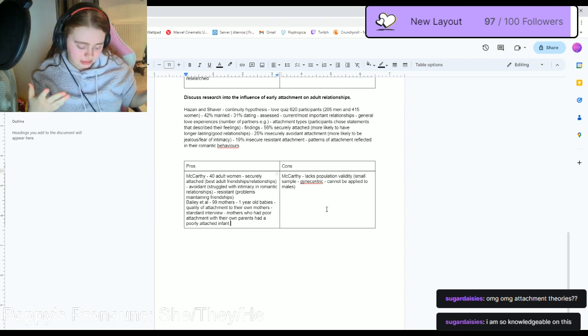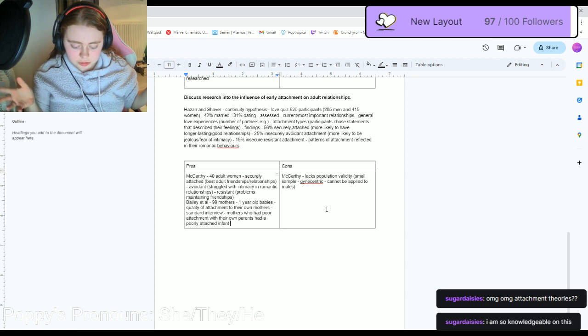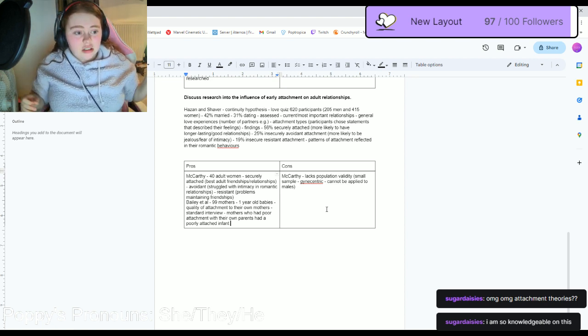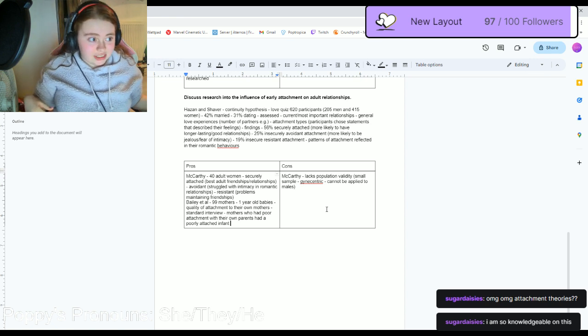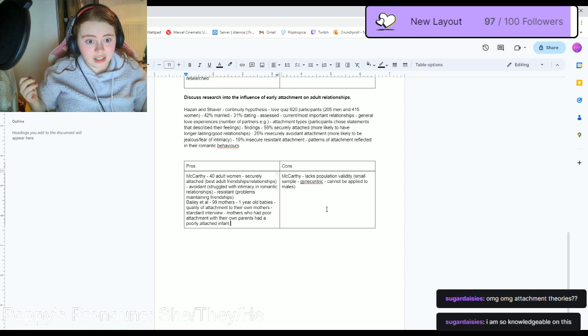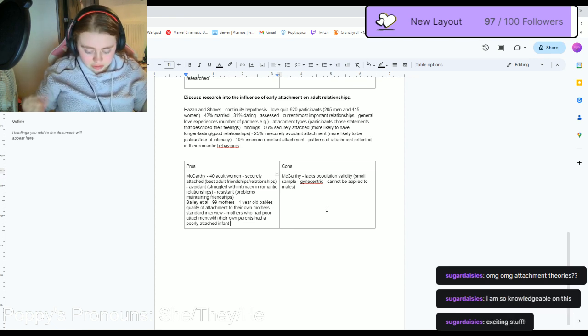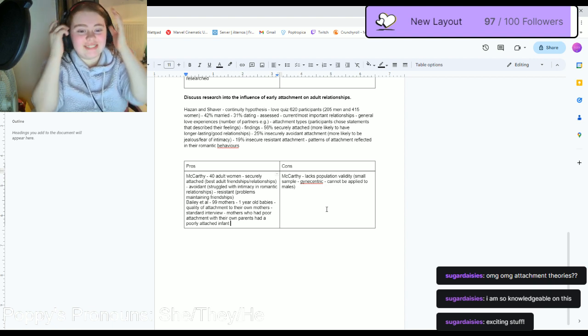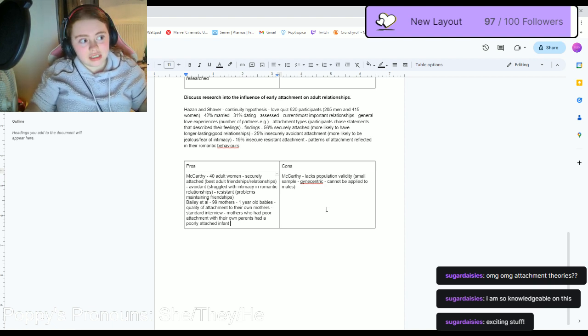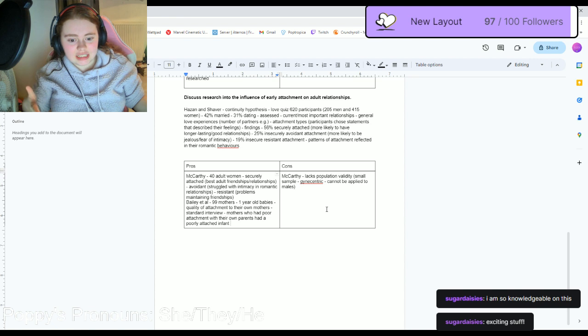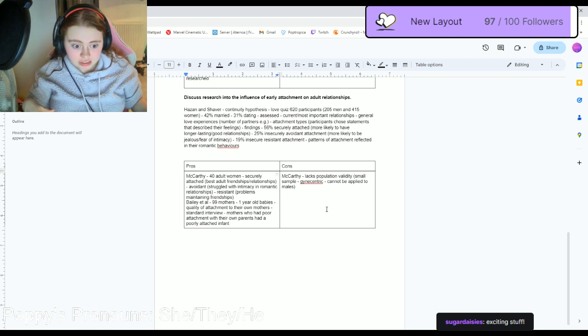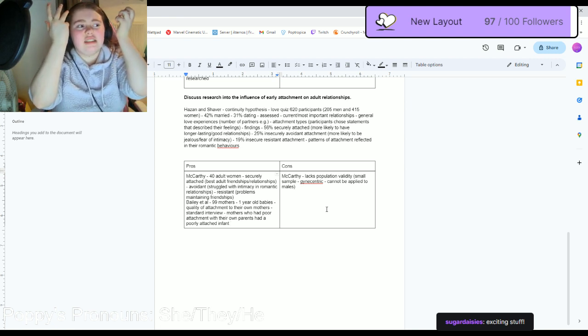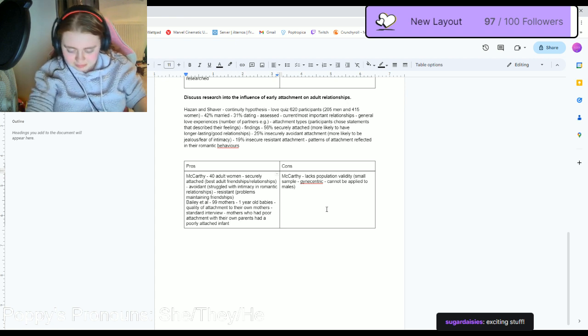But yeah, you could criticize this study by saying it's based on retrospective data, so the memories that the mothers had of their own childhood could have been distorted or incorrect. There's no hard proof, no quantitative data saying that these mothers had these attachments in their own childhood. Therefore it lacks internal validity.